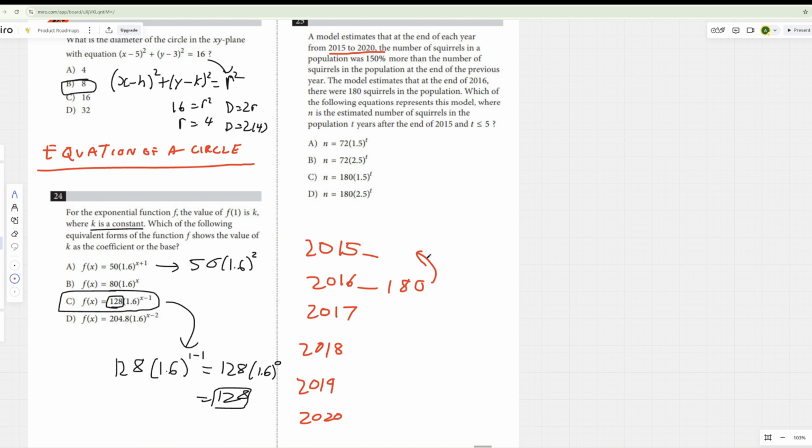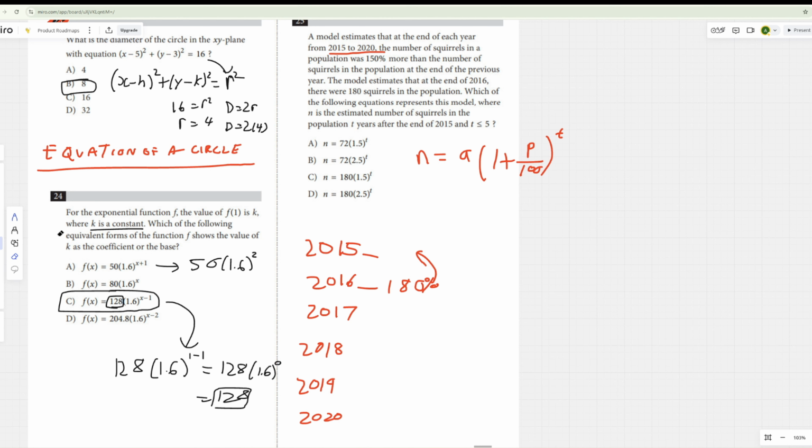So use our calculator, 150%, right? So this is basically all they're saying. So we can use our exponential equation, which is just n equals a(1 plus p over 100)^t. In this case, p, the percent increase, is 150.